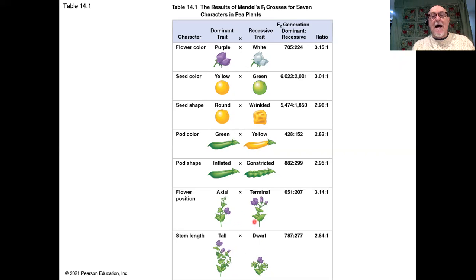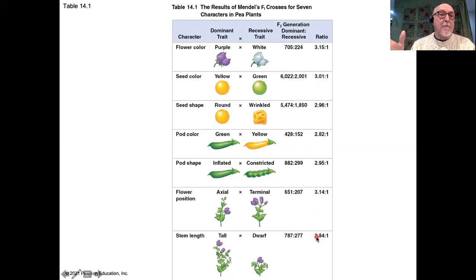So each of these characters is either or, either or, either or. And if you cross-pollinate them, then the F1 generation will all show these dominant characters. You don't see any of the recessive. So the F1 generation, these are clearly dominant, all of these characters. F2 generation, if you breed them out, you allow them to self-pollinate or whatever, you end up 3-to-1, 3-to-1, 3-to-1, 3-to-1, 3-to-1, 3-to-1, 3-to-1. When you look at these ratios, you may see that they're not quite 3-to-1.